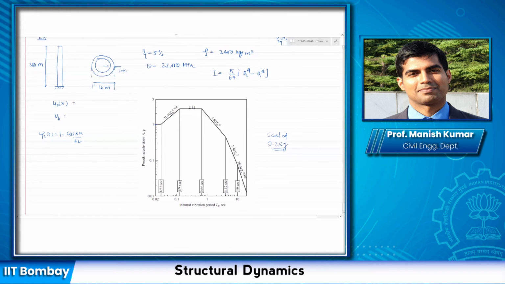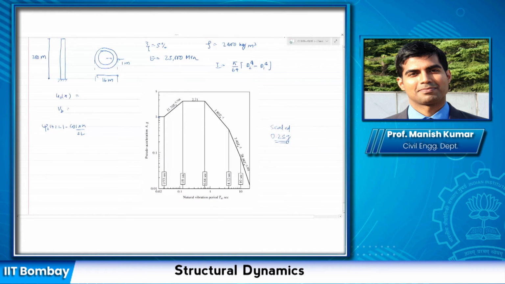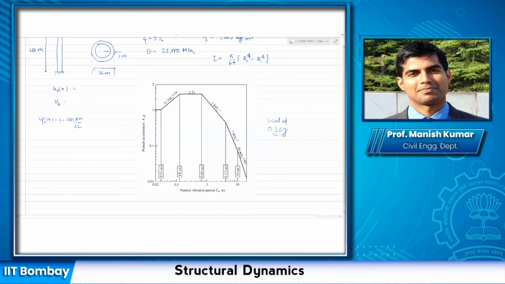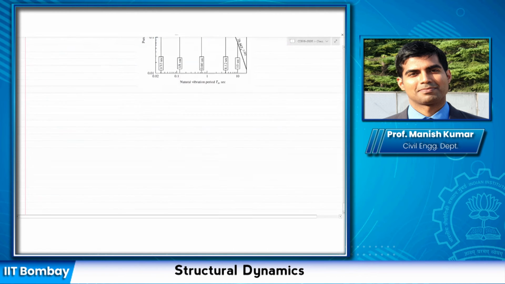Okay, let us go step by step. Then we'll see how we utilize all those expressions that we have derived to solve this problem here. The first thing to find out is the mass per unit length, and the second thing is the moment of inertia. I can find the mass per unit length by multiplying the cross-sectional area with the density, isn't it?